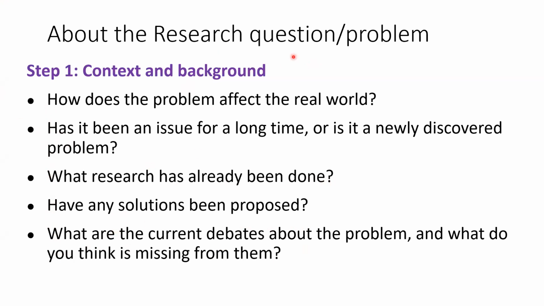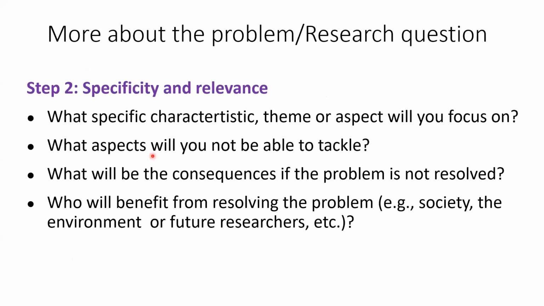To define the research question, you need to answer these 5 questions. To answer these 5 questions, you need to have a very good understanding of past literature. You have to do a good reading. Step 2, specifically again, to define the research problem or the research question, specificity and relevance is also very important. What specific characteristics, themes, or aspects should you focus on? What aspects will you not be able to tackle?